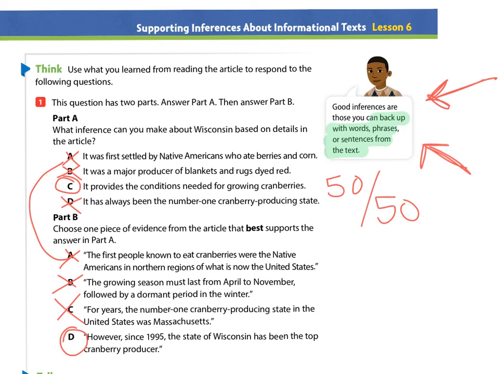C, for years, the number one cranberry producing state in the United States was Massachusetts. Well, I think that could have been the answer, but wasn't the strongest evidence, so let's see D. However, since 1995, the state of Wisconsin has been the top cranberry producer. I don't know about you, but top producing places are better than just number one cranberry producing state. So since D says they've been the top producer since 1995, I think that's stronger evidence to support the answer in part A. Notice how I had to choose the strongest evidence, and that's what makes this skill so hard.